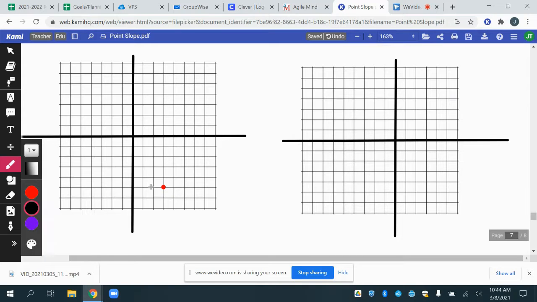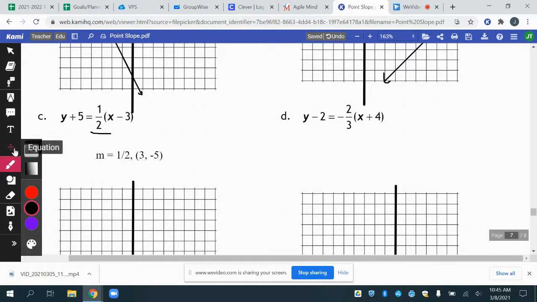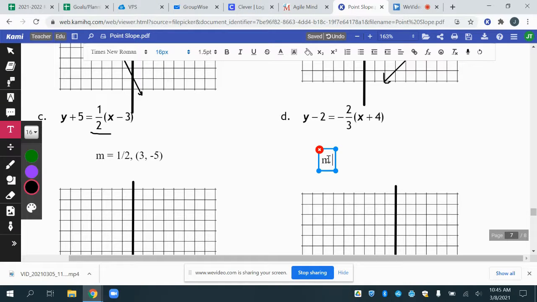I'm not going to bother to spend too much time on this because I just did it twice. I'm not perfect, but you get the idea. Okay, last one goes through the point. Slope is -2/3. Point is -4, 2.